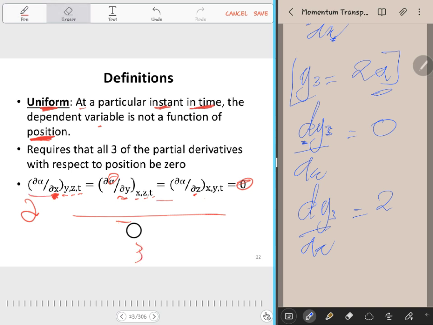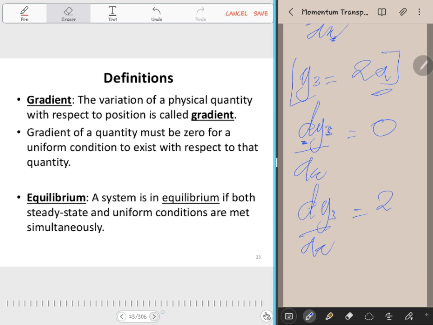So again, these are basic concepts, the underlying, fundamental concepts. When you understand these, moving forward won't be that difficult for you. And here we talk about gradient, right? When we say gradient, we are talking about respect to position. Variation of a physical quantity with respect to position, we say gradient.